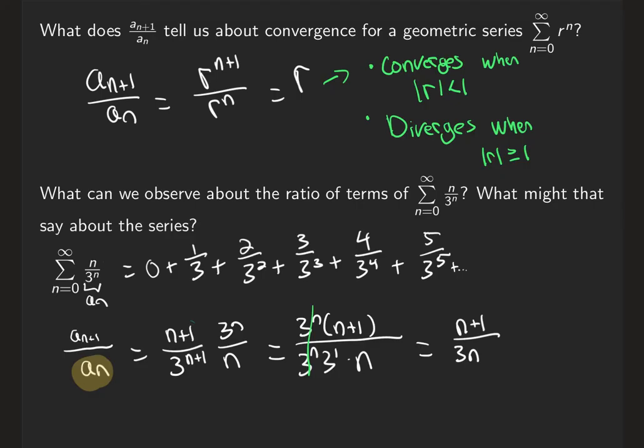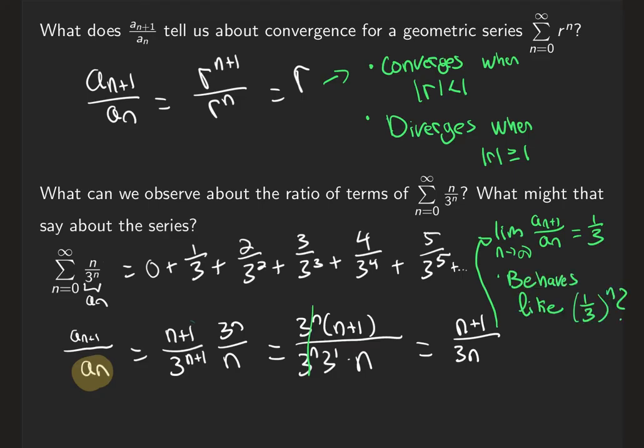All right, so this is not as simple as before. We don't just get some simple constant as the ratio. For any n, the ratio would be n plus 1 over 3n. But we can think about what this looks like. If we take the limit as n goes to infinity, this gets closer and closer to 1/3. So it has this ratio between the terms, it's like 1/3. What this tells us intuitively is that it behaves like the geometric series 1/3 to the n.